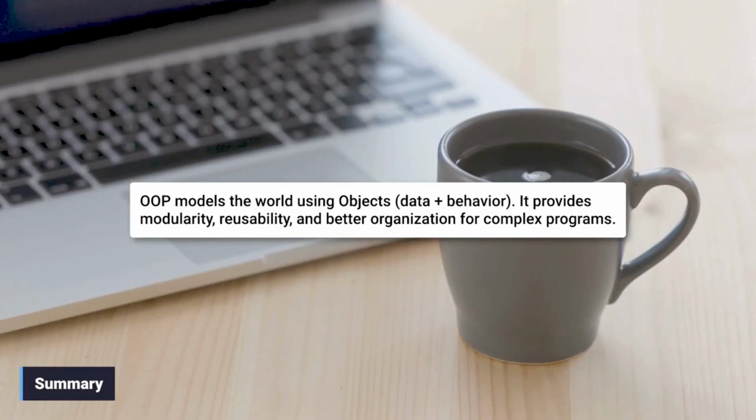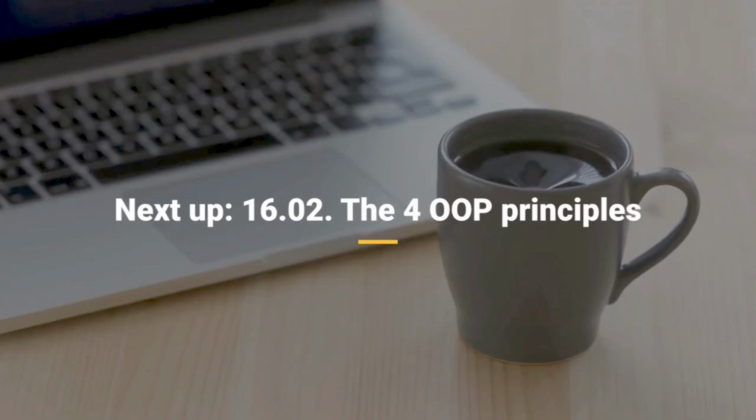To summarize, OOP is not just a coding style, it's a way of thinking about program architecture. It's essential for working with frameworks and building scalable applications. These 4 principles, encapsulation, abstraction, inheritance, and polymorphism, form the foundation of OOP.